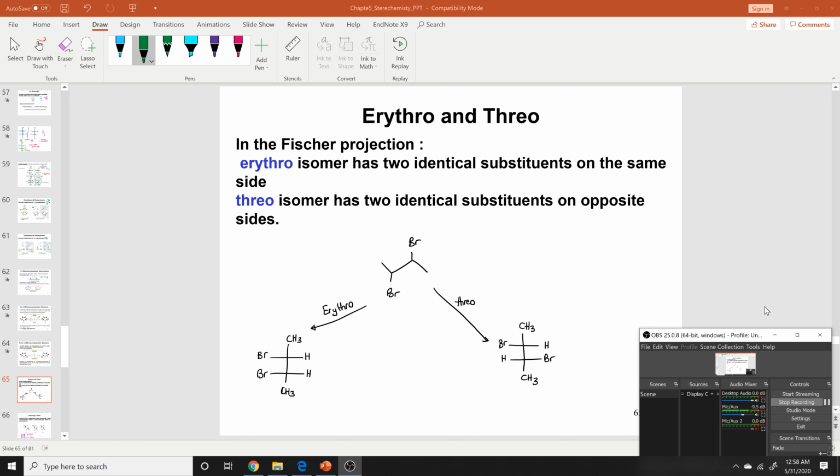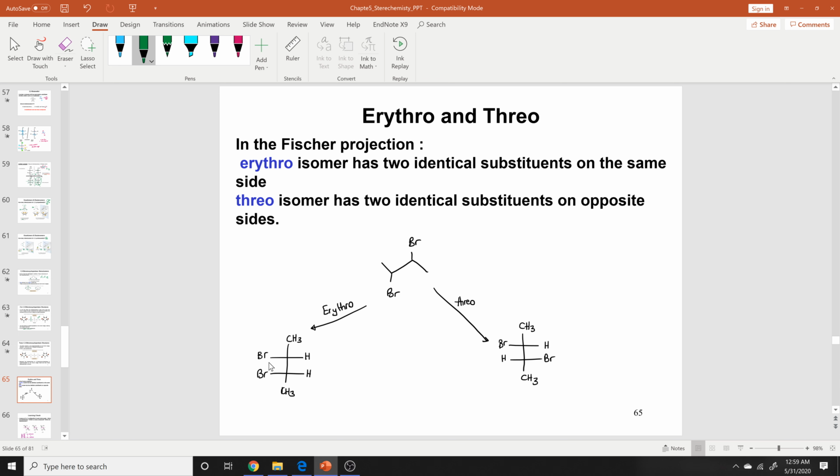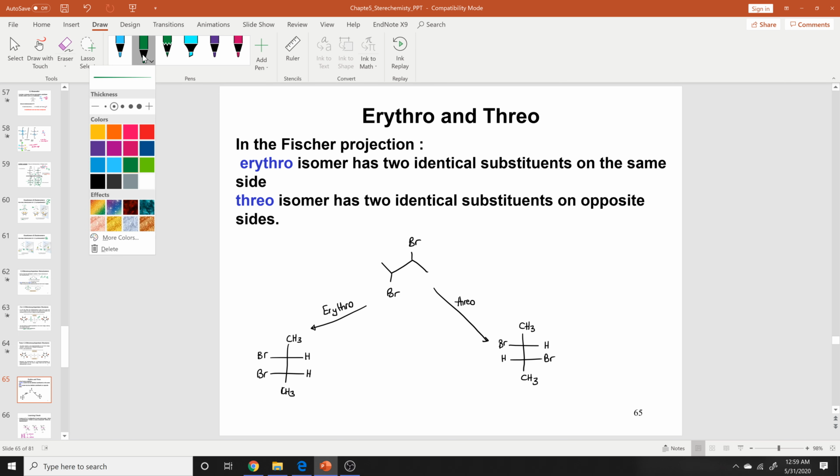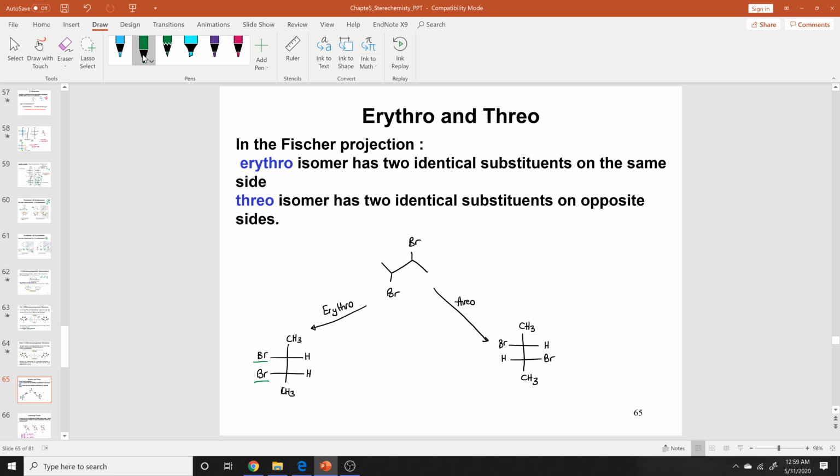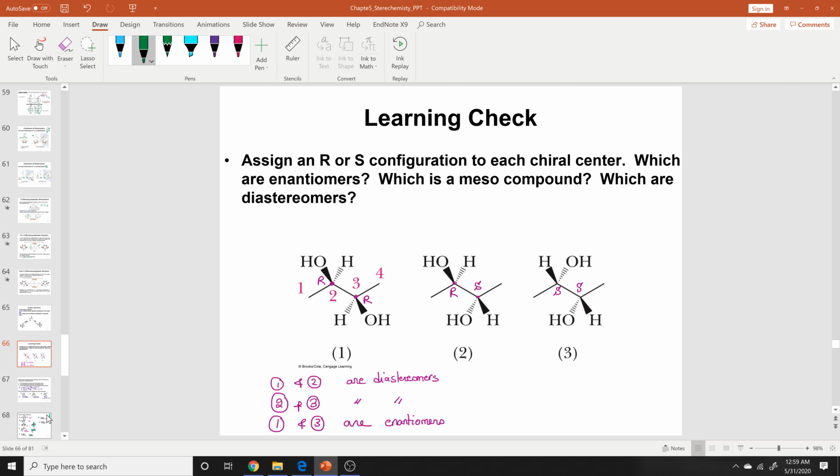The terms erythro and threo are used to define substituents in Fischer projections, and these two are going to appear in your homework, so I just want to explain what they are. Erythro is when you have identical substituents on the same side of the Fischer projection, so that is going to be erythro because you have your bromines, in this case, on the same side of the Fischer. And threo is when you have identical substituents on opposite sides of the Fischer projection.